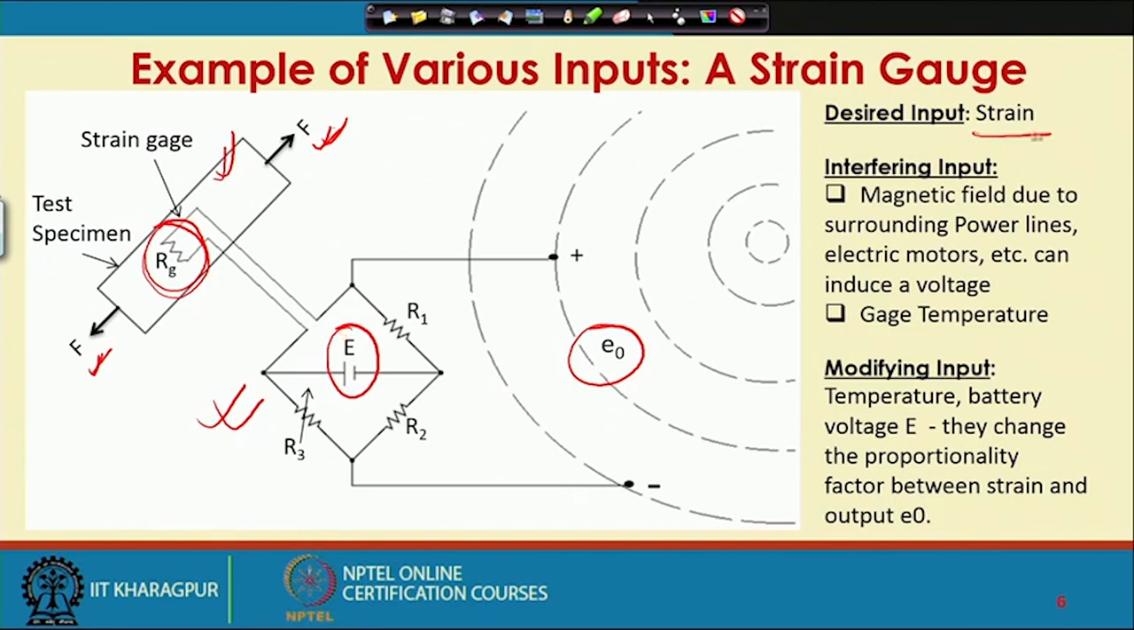So, desired input is of course, strain, because the instrument has been designed to be sensitive to strain. Now, see, if there are magnetic fields present around this strain gauge, it may be due to surrounding power lines or electric motors, etcetera, they can induce a voltage even if there is no strain in the specimen. So, the magnetic field due to surrounding power lines or electric motors can induce a voltage even if the specimen is not undergoing any strain. So, this becomes an interfering input.